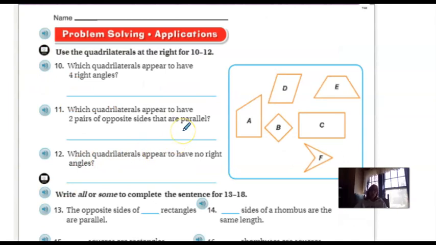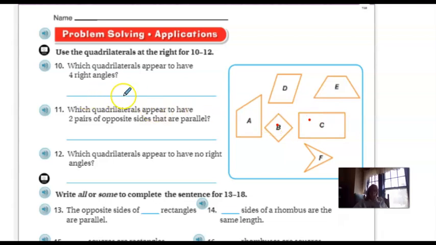All right, so we're going to go on to our problem-solving application. Turn the page, and it says use the quadrilaterals at the right to answer 10 through 12. Which quadrilaterals appear to have four right angles? Remember, a right angle is where you can add the little square where two line segments meet to form an angle that is exactly like an L shape or the corner of your paper. Hopefully you are seeing B and C.